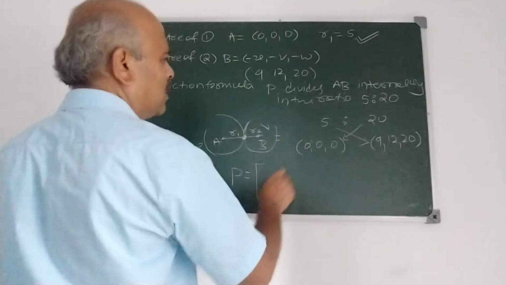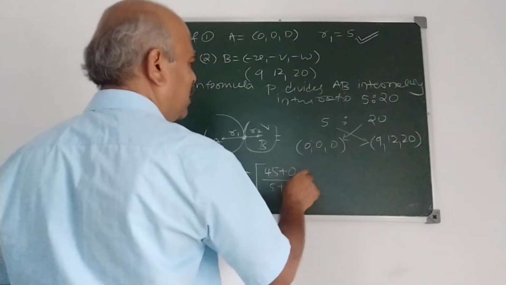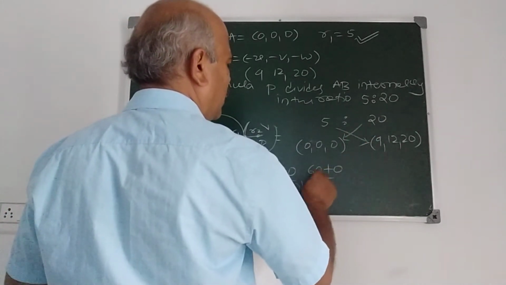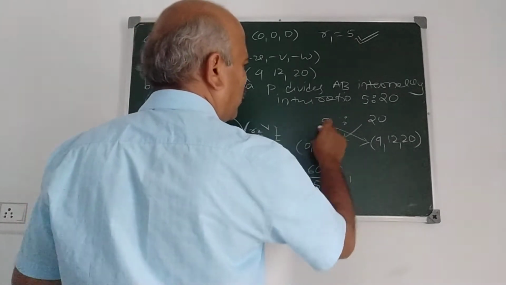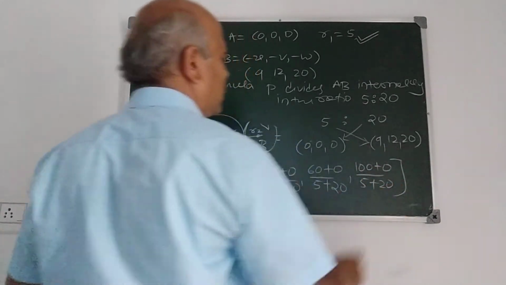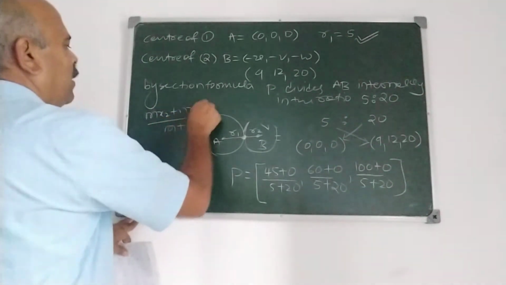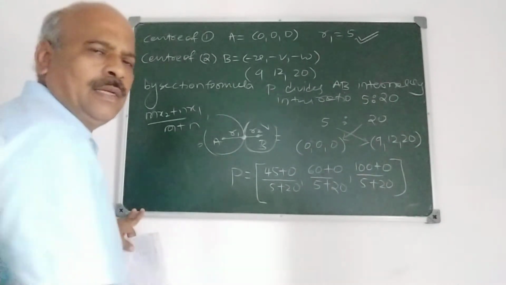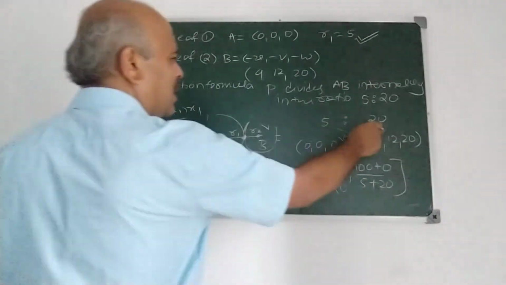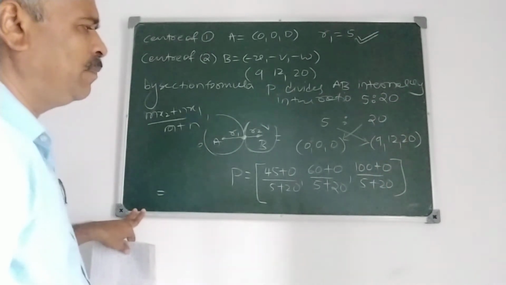So the point of contact is (5 into 9, 45 plus 0) by (5 plus 20); (5 into 12, 60 plus 0) by (5 plus 20); (5 into 20, 100 plus 0) by (5 plus 20). What is the section formula actually? (mx2 plus nx1) by (m plus n), (my2 plus ny1) by (m plus n), (mz2 plus nz1) by (m plus n). Now I use this scheme here. This is the scheme for how to apply the section formula.